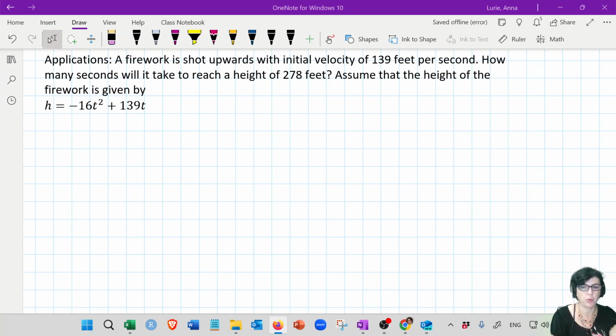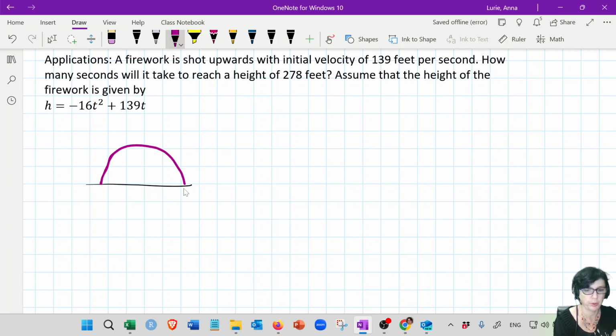So you have a firework, it's shot upwards from the ground so that it'll move like this. It starts over here and moves like a parabola and then it lands right here. All right, so they tell you that the initial velocity is 139 feet per second, but you do not need it because that's already part of this equation. So they give you the equation that the height at time t is equal to negative 16t squared plus 139t.